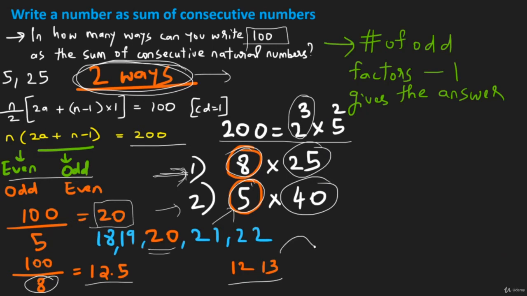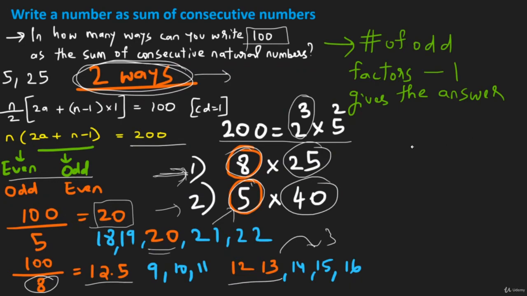Therefore, I need to take 3 numbers to the right of 13 and 3 numbers to the left of 12. That is 3 numbers greater than 13 and 3 numbers less than 12. So here that would be 14, 15, 16, and here it will be 9, 10 and 11. So if I add these numbers, 9 plus 10 plus 11 plus 12 plus 13 plus 14 plus 15 plus 16, my sum will be 100.